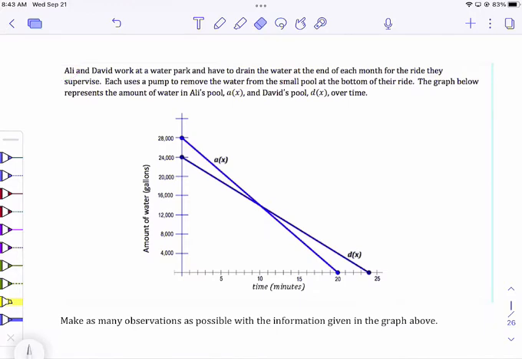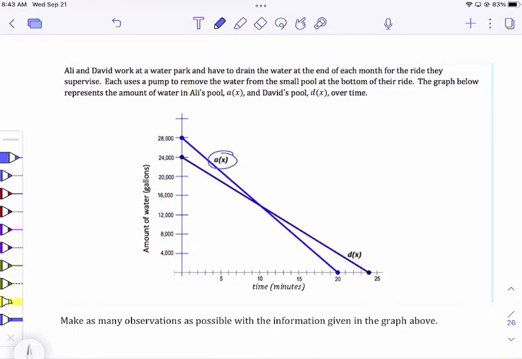Ali. Okay, so I've always read it as Ali and David. I don't know, but if you're thinking it's Allie, like short for Allison, that's fine. Whatever, it doesn't make a difference. I'm going to say Ali, but you can do it either way.